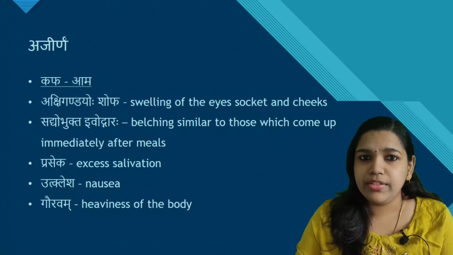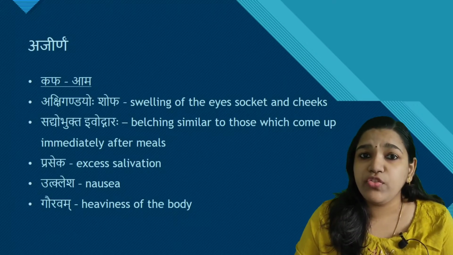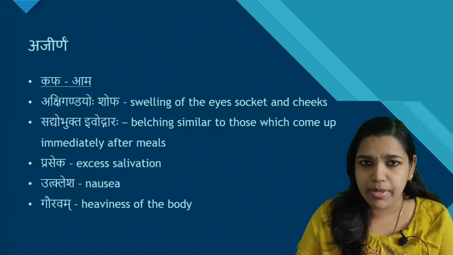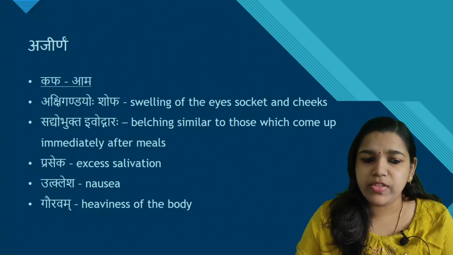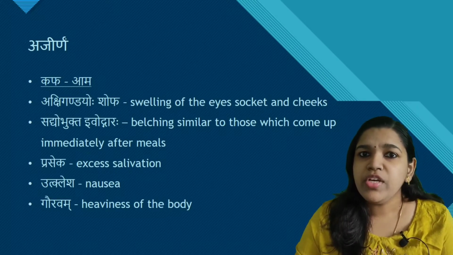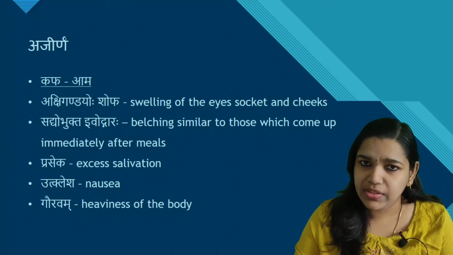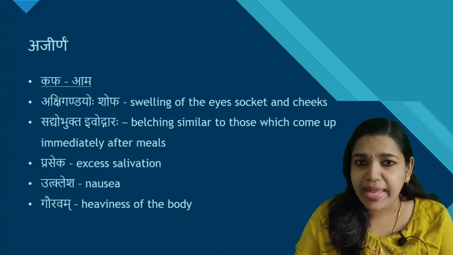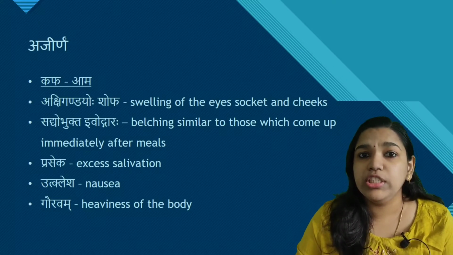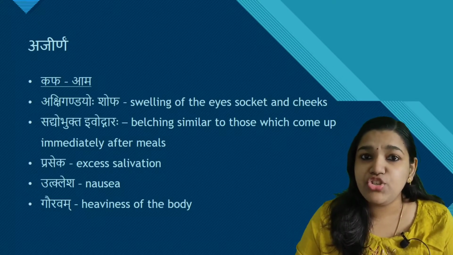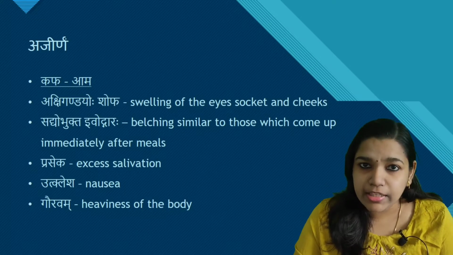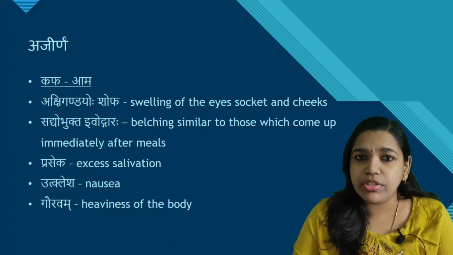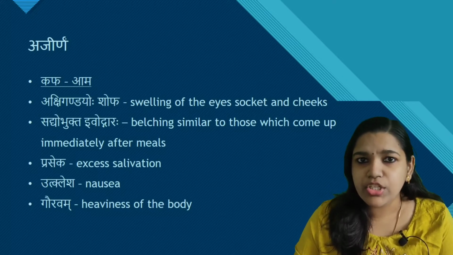When this Ajirna, the undigested food, is associated with kapha dosha, such a condition is called Ama, and it produces conditions such as akshi gandayoho shofa, that is shofa meaning swelling in the akshi, that is eyes, and ganda, that is cheeks. So the swelling will be present, and sadyo bhukta iva udgaraha, that is udgara or belching will be produced, similar to that after having taken food. Whenever we have taken food, immediately after meals we get udgara. Just similar to that, udgara will be produced in conditions of Ama.